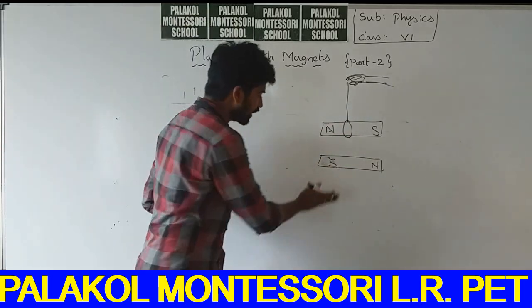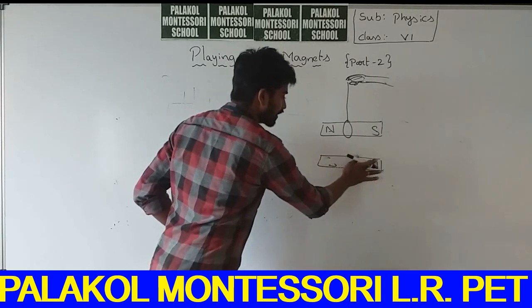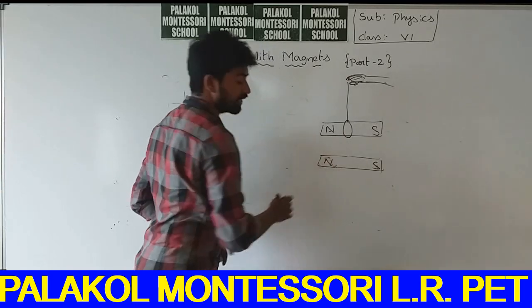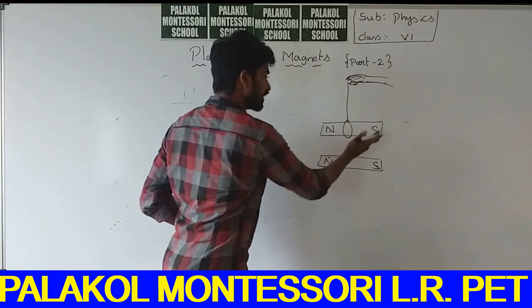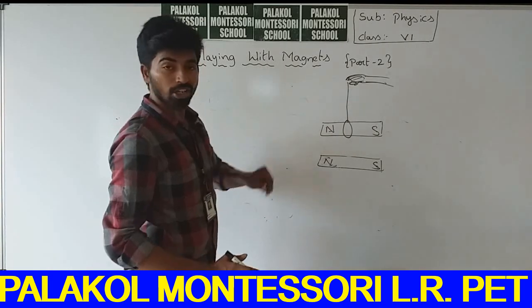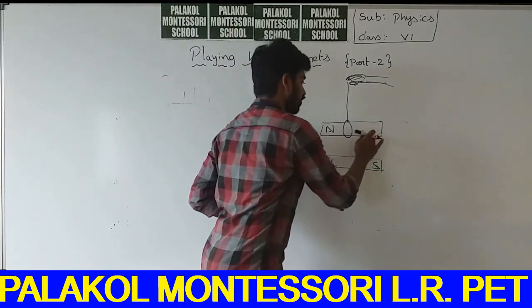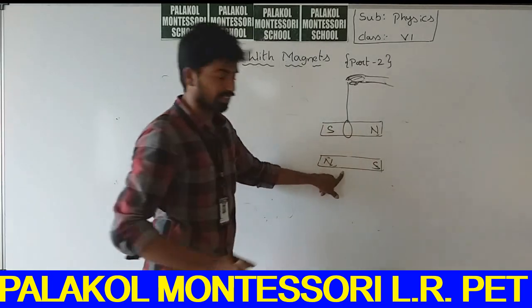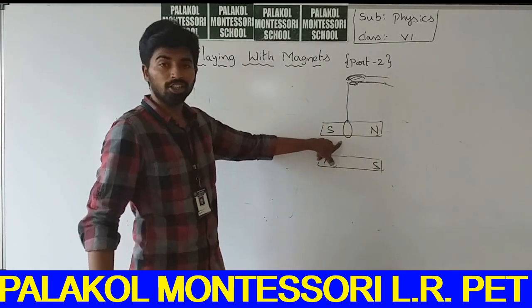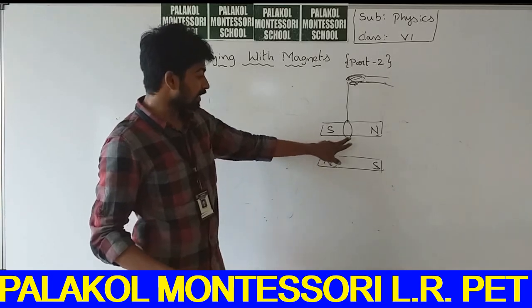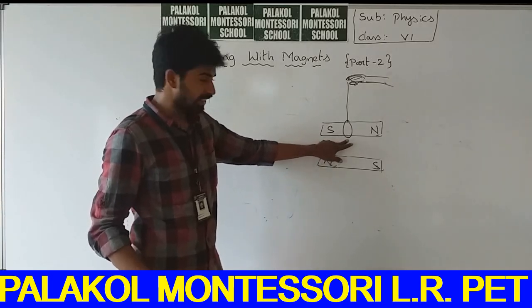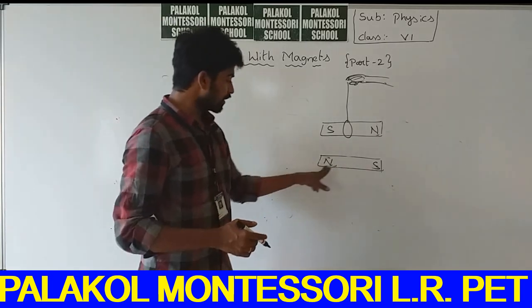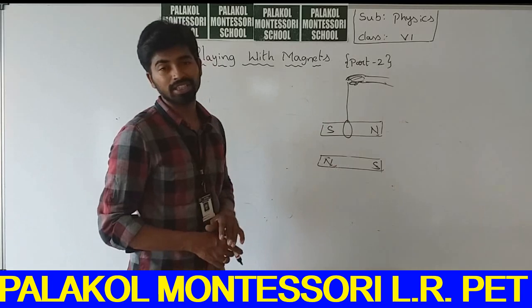If you again rotate this magnet and reverse the poles, that means you keep south on this side and north on this side, what will happen? Again the suspended magnet will rotate itself. You have suspended the bar magnet near another magnet, and what you have observed is that if you reverse one magnet, the other is also reversed.